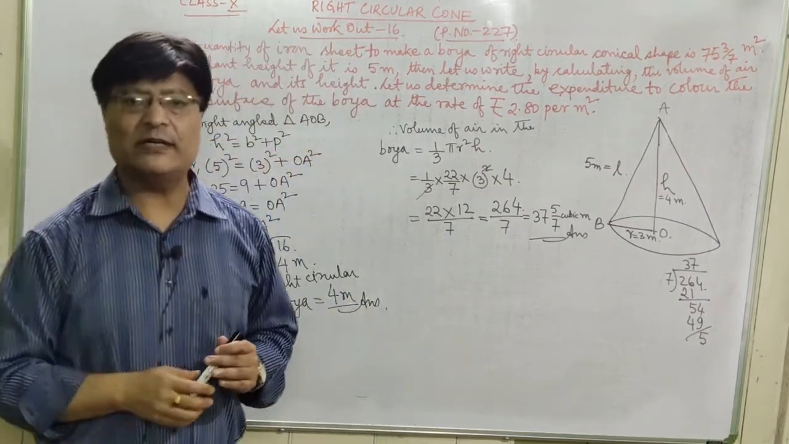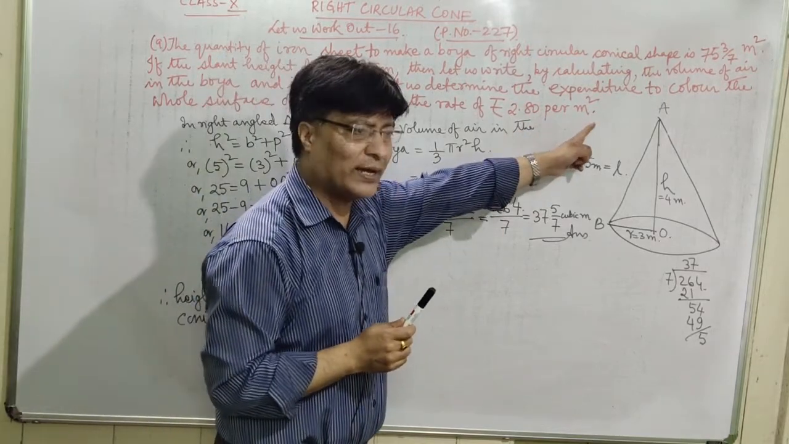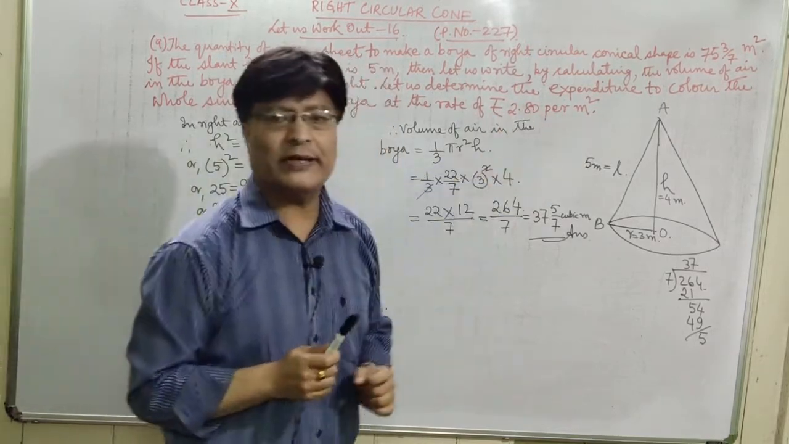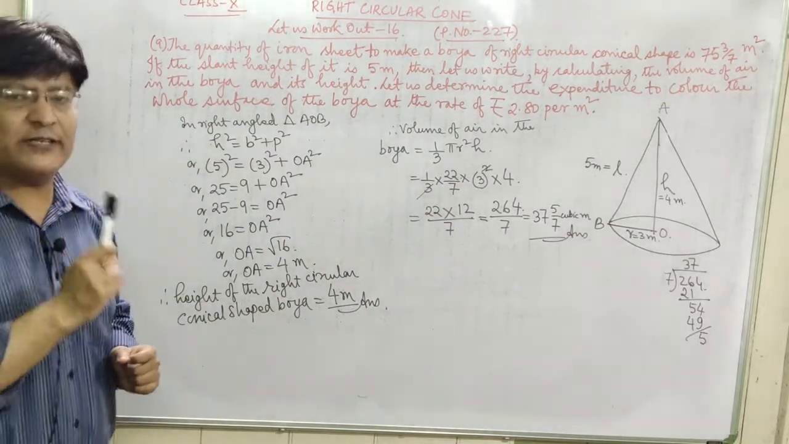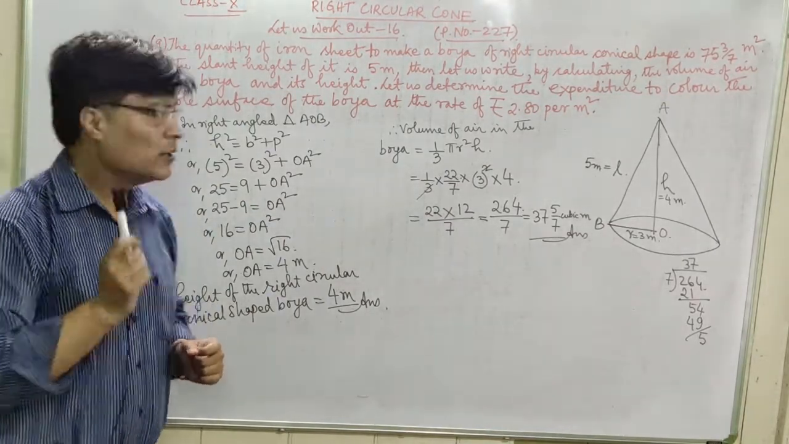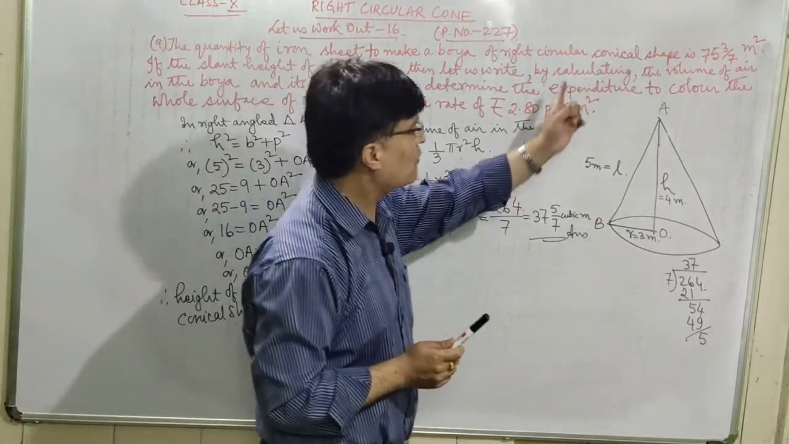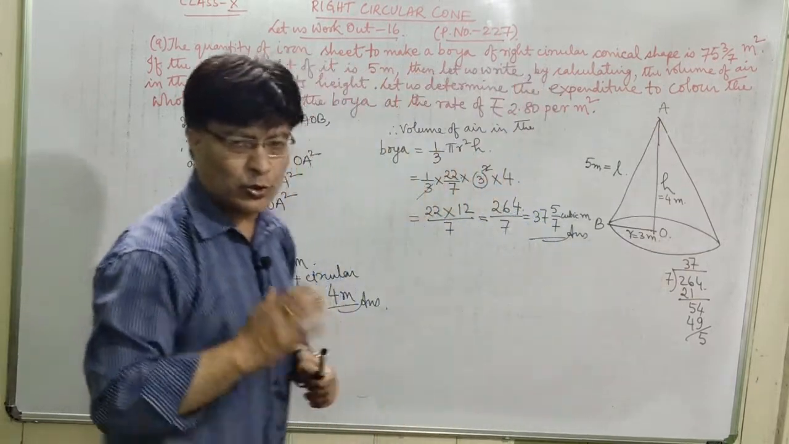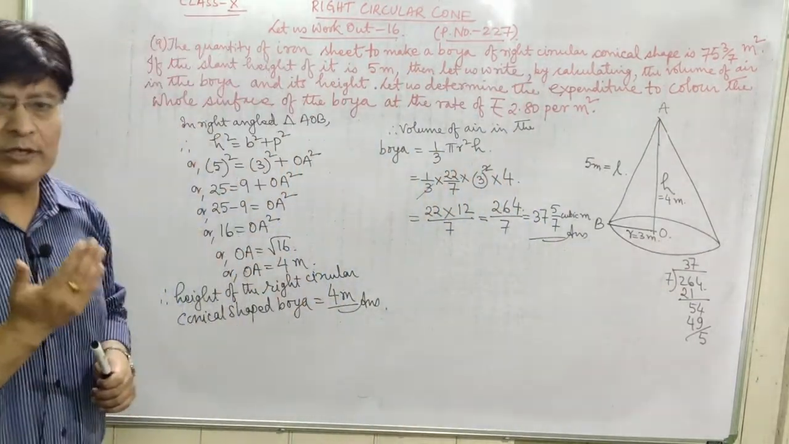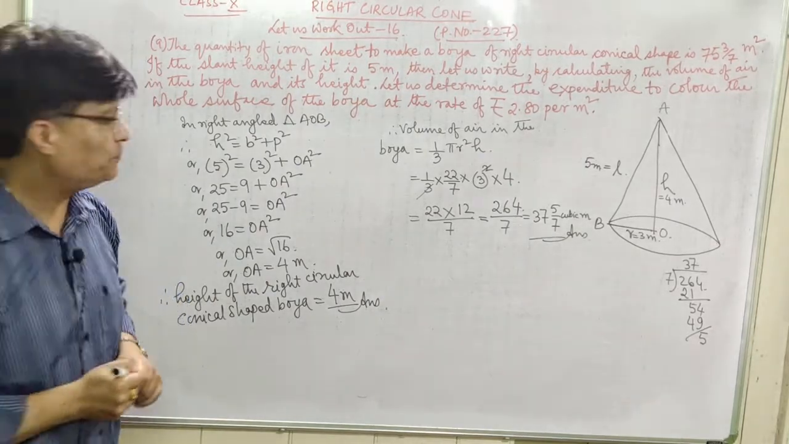So the rate is given here. That is the cost of coloring 1 square meter is equal to rupees 2.80. So what is the cost of coloring the whole surface area of the boya? What is the whole surface area of the boya? It is given in the question. The whole surface of the boya is 75 3 upon 7 meter square.